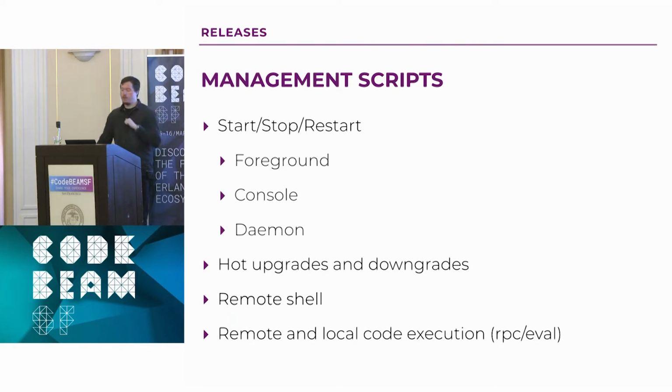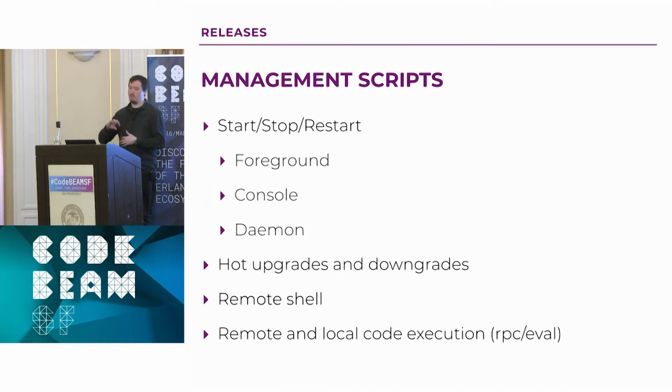Hot upgrades and downgrades are another feature of the management script, so they handle unpacking a release, coordinating the application of updated config files, and actually installing and making permanent the new version of the release, or vice versa if you're downgrading. And then you have a remote shell, so you can connect to the running node after it's already started. And then you can do remote and local code execution, like RPC calls, or evaluating a script in a local context, which just has all the release code, like all your applications, available for you, but you have to load and start them manually.